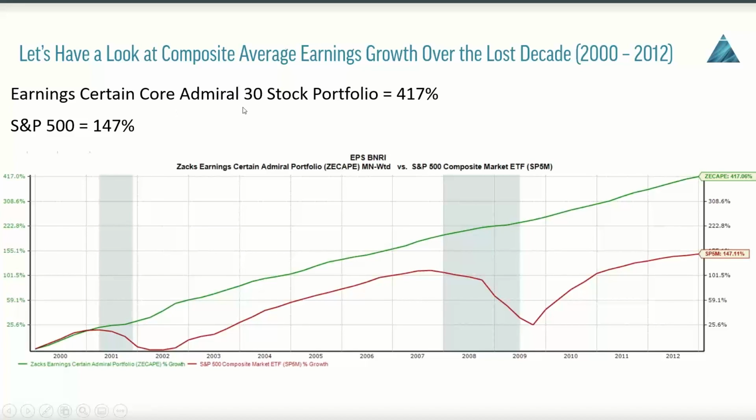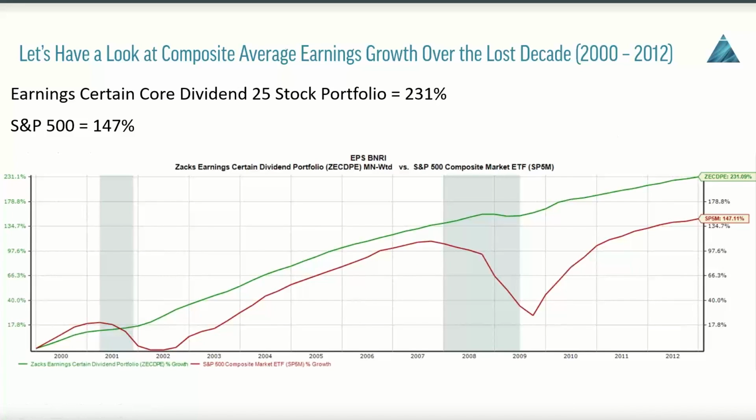So let's take a look at how the Earnings Certain Core Admiral 30 stock portfolio fared. You can see that was 417% again, compared to that S&P 500 of only 147%. You can see what that looks like. Obviously, the Admiral 30 is even more defensive. The line is even straighter, ripping through even the Great Recession earnings trajectory virtually unscathed. Not so much for the S&P 500, and that's the real problem.